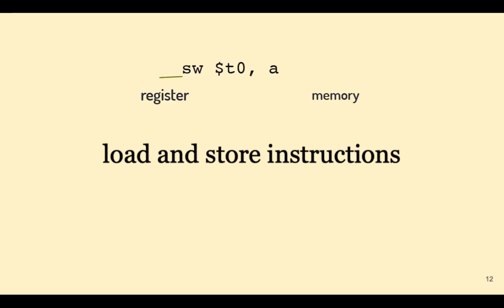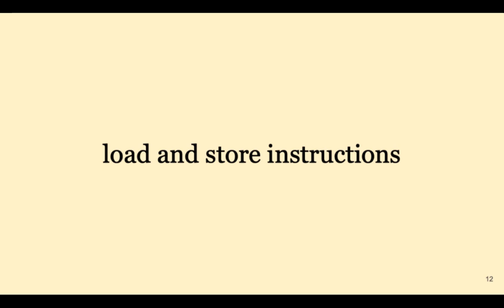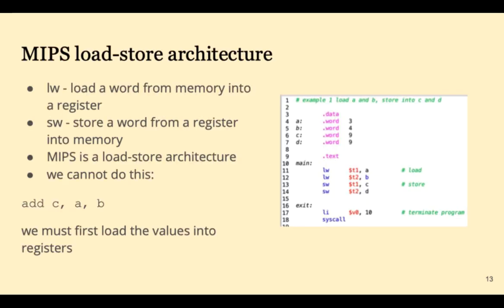The store instruction copies the contents of a register into a memory location. The load instruction copies the contents of a memory location to a register. We'll use load and store instructions frequently. In fact, MIPS is often called a load-store architecture. The reason is that we can't do operations like add on memory locations directly. We have to first load memory locations into registers, then we can perform operations on them, and finally store the results back to memory.